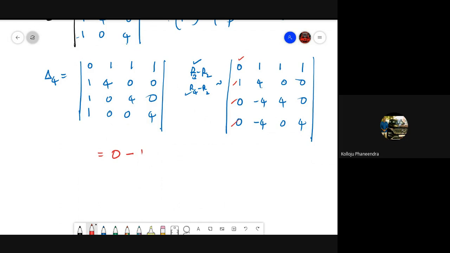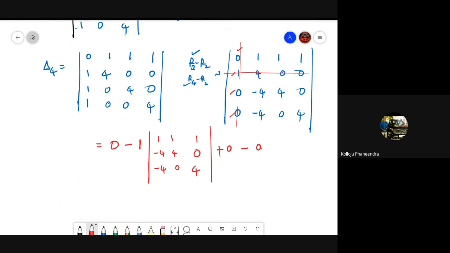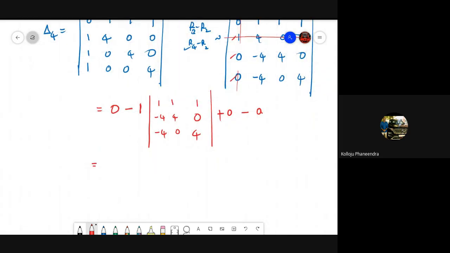Minus 1 into what? 1 into what is the determinant? This one is gone, right? So 1 1 1, minus 4 4 0, minus 4 0 4, and the remaining are zeros. Now 0 plus 0 minus 0. That's it. This is one way of simplifying the determinant. So this is minus 1 into 16 minus 0, minus 1 into this one gone, minus 16 0, plus 1 into this one, this is 0 plus 16.